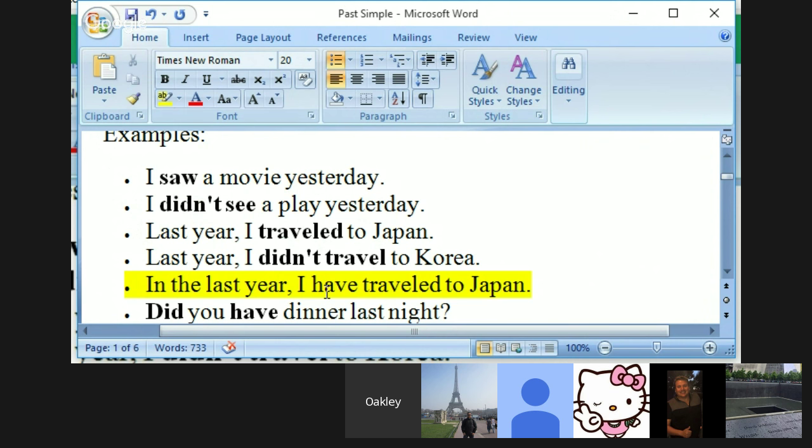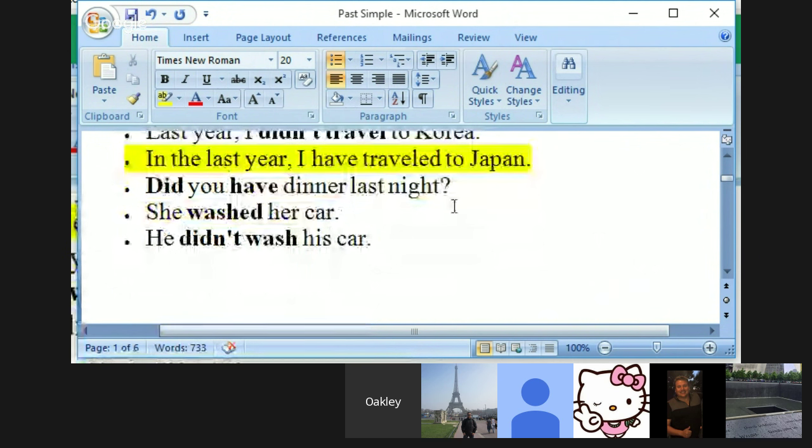All right, and the same thing goes for other very similar phrases. Last month, last week, in the last week, in the last month. Same idea. So be aware of that. Don't get tripped up with these time phrases. Did you have dinner last night? She washed her car. Here's one where we're not actually mentioning any specific time, but it can be assumed. When I hear she washed her car, I would immediately assume that this is definitely a finished action.